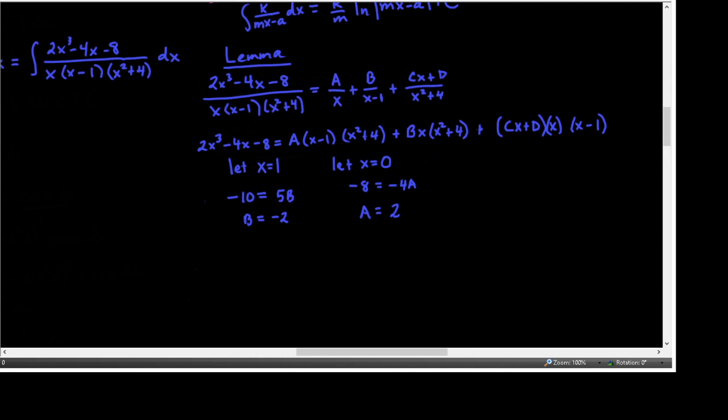So using those values, 2x cubed minus 4x minus 8 will equal 2 times x minus 1 times x squared plus 4, which will be x cubed minus x squared plus 4x minus 4, plus b, which is -2, times, I'm distributing the x cubed plus 4x, plus cx squared plus dx times x minus 1.